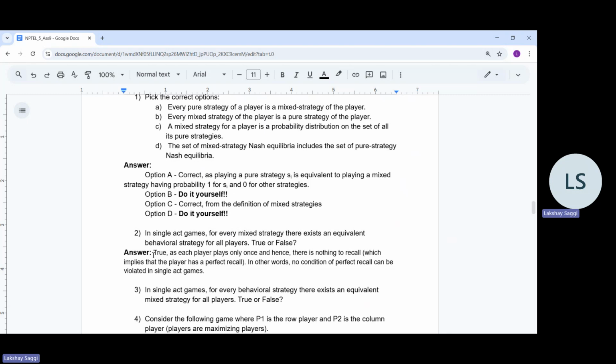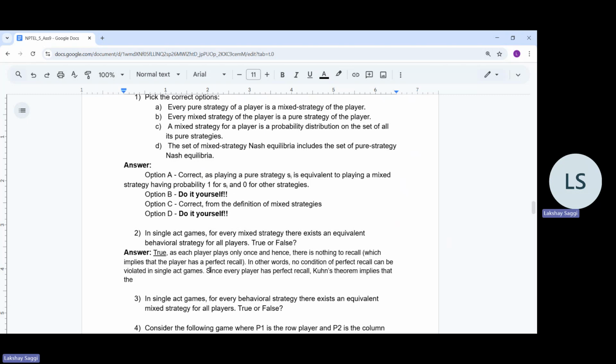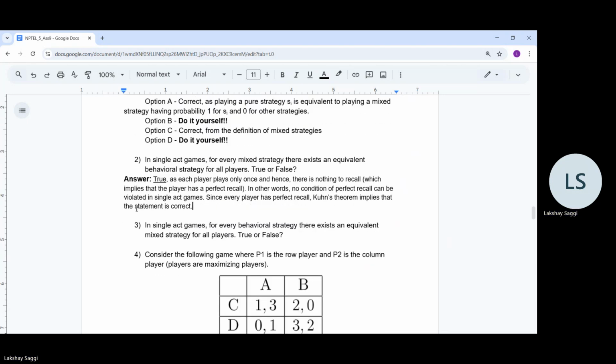Okay, and since every player has perfect recall, Kuhn's theorem holds, or rather implies that the statement is correct. So since every player has perfect recall, Kuhn's theorem implies that the above statement is correct.